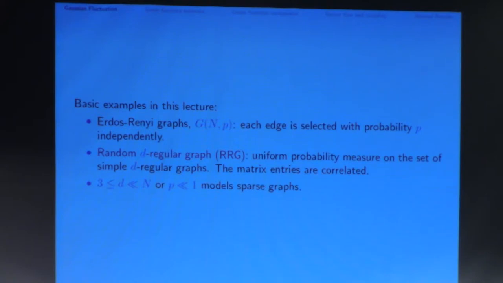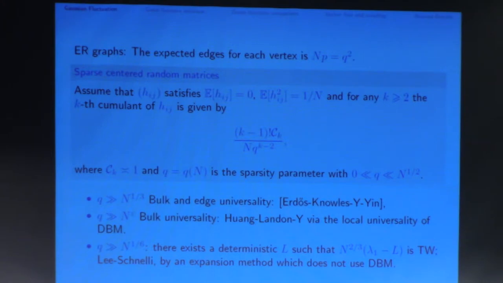Then I want to use random graphs to see an application of this method. It can be the Erdos-Renyi random graph or the random d-regular graph. So we want to see what this method tells us. Look at the Erdos-Renyi random graph, where each edge is selected with probability p. The typical number of edges per vertex is np, and we write this as equal to q squared. This q turns out to be a quite good parameter.